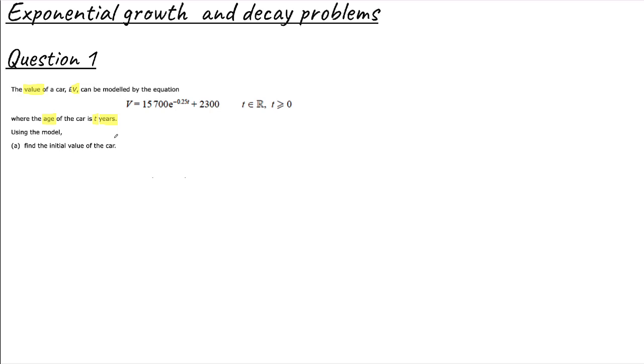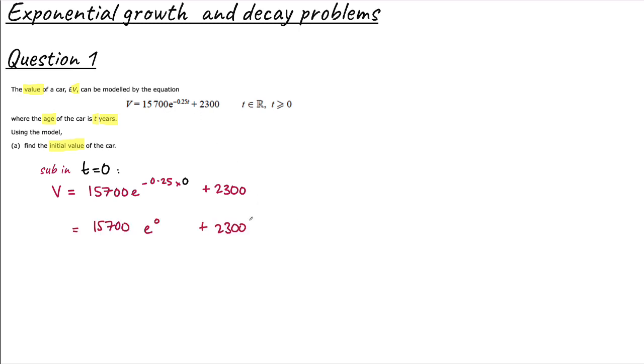Using the model, we're asked to find the initial value of the car. So we're asked to find V when t equals 0. So all we need to do is substitute in t equals 0 into this equation. That gives us this, which simplifies to this. And we know that e to the power of 0 is 1. So evaluating, we get 18,000. Therefore, the initial value of the car is £18,000.